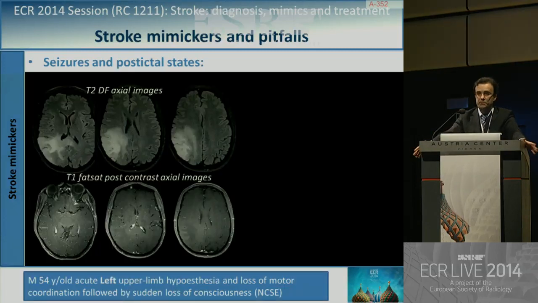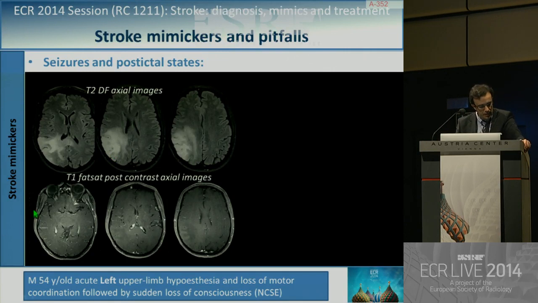So another patient presented with an acute neurological deficit, but this is easy. You see that this patient has a tumor, so another stroke mimicker. But if you look carefully, the cortex is swollen. Well, you could argue maybe it's infiltration of the cortex.